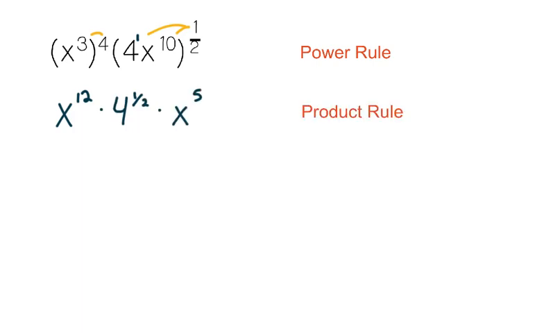So I'll use the product rule. Since x is the same as x, they have the same base, and they're being multiplied. So I can add the exponents. Gives me x to the power of 17, and then I'll bring down that 4 to the power of 1/2.